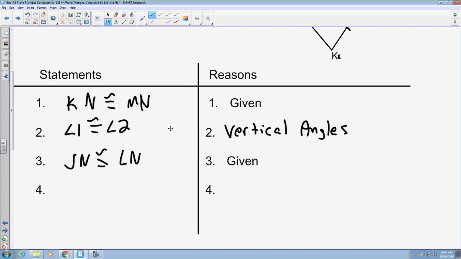So now I can go about and say that triangle JKN is congruent to triangle LMN, and that is because of side angle side congruency. Okay.